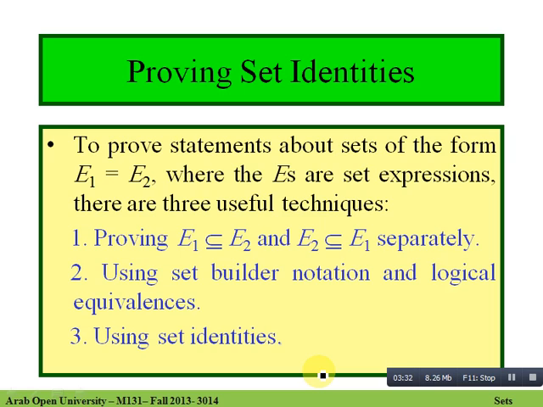Proving these set identities, we can prove by three different methods. One is by equality method. So we'll take the left hand side and we try to reach the right hand side. The second method is to use the set builder notation and logical equivalence. The third is using the set identities themselves to prove the set identity. Let us do one example for each method.